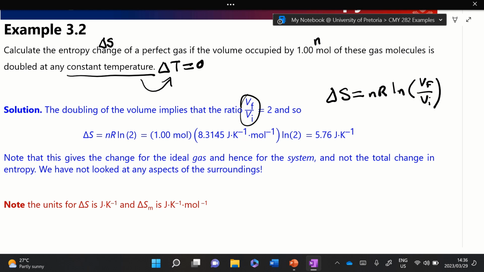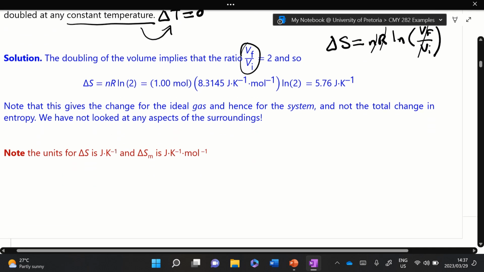So in other words, the ratio between the final and the initial volumes is 2, because it doubles, so double means 2. And then we're also given the number of moles. So we have everything that we require in this equation, and of course R is a constant. So then you just calculate it as I've done it in the notes.